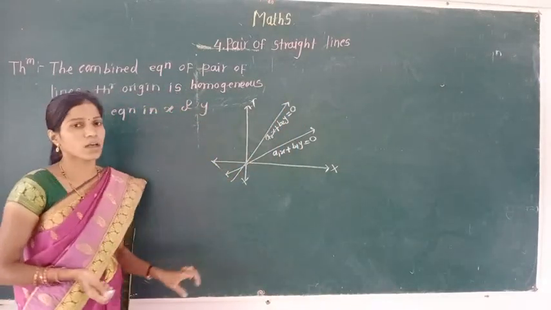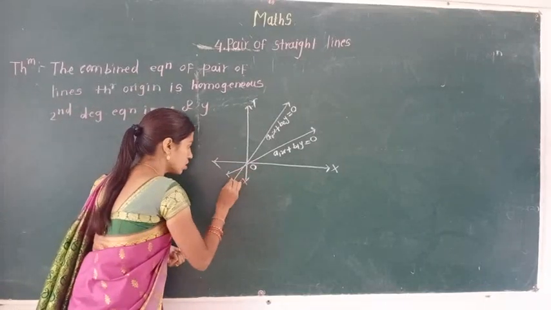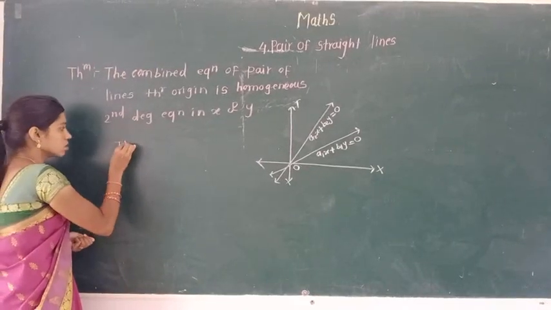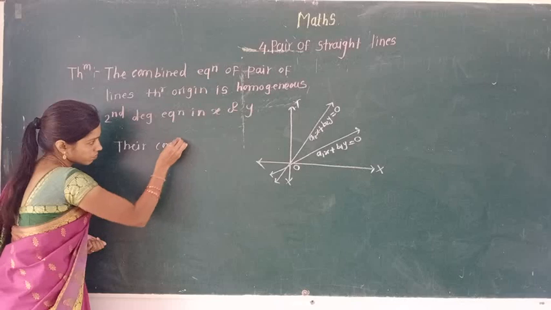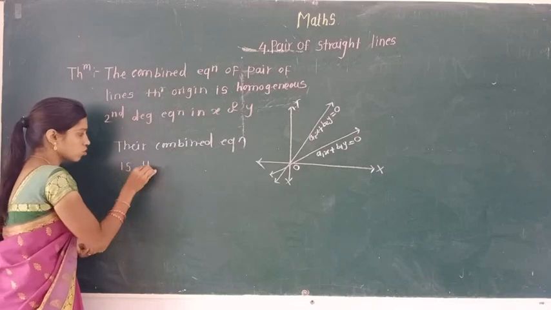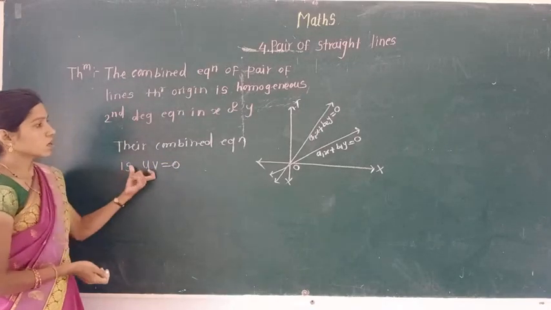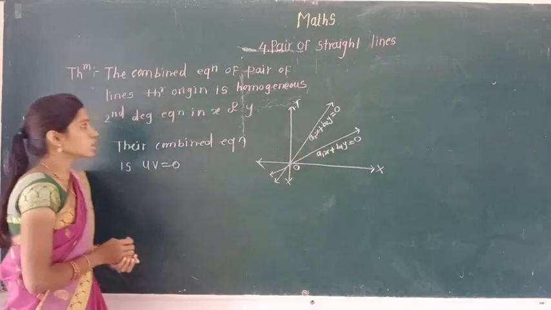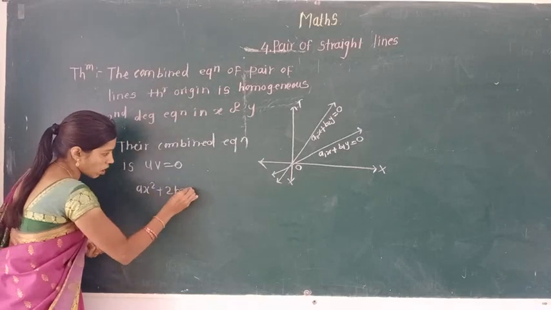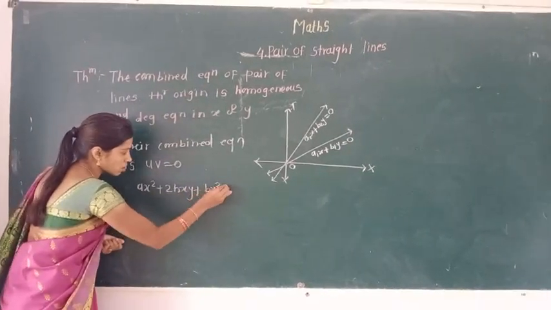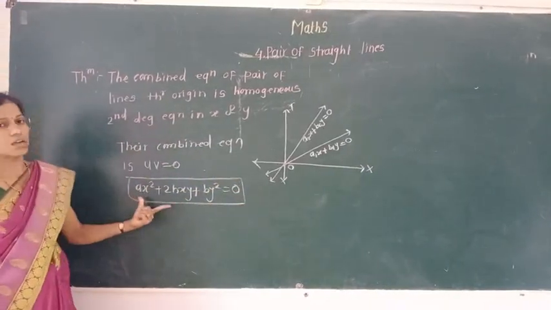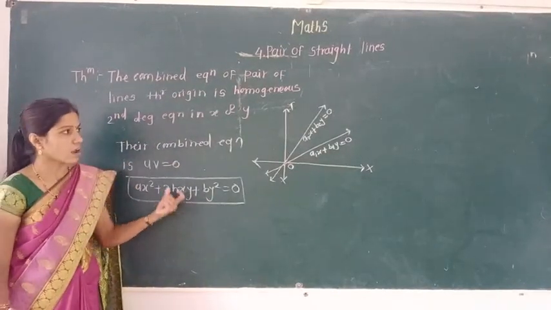Now see, these two lines are passing through origin and their combined equation is, we know that u into v is equal to 0. Take the product of these two equations, we get the equation ax square plus 2hxy plus by square is equal to 0, and it is the homogeneous second degree equation in terms of x and y.